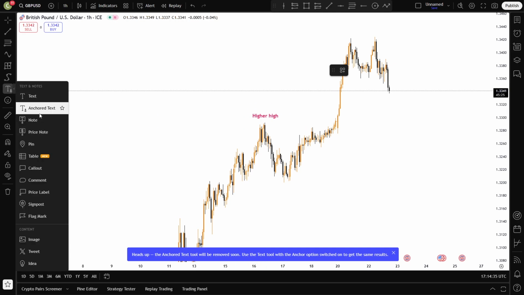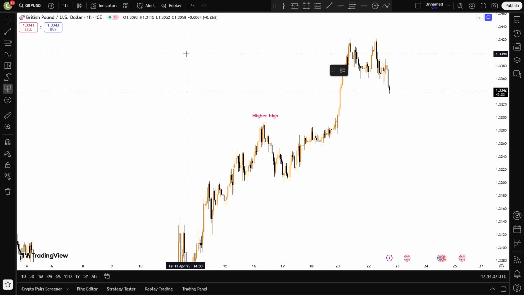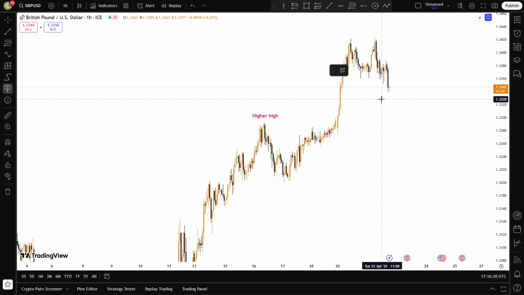And moving on to the next one is the note. So the note basically just gives you a tag style note, and then you can just insert any text at all in there. It's basically good for quick reminders like breakout zone or stop loss here.